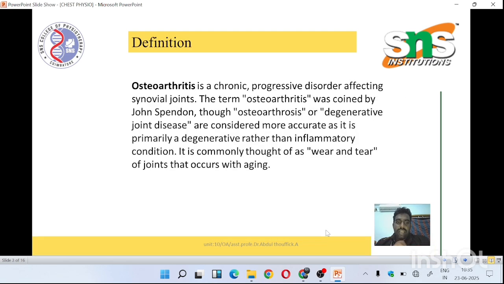What is the definition? The term osteoarthritis was coined by John Spender, but technically, osteoarthritis is more accurate because it is more about wear and tear, not inflammation. Think of OA as the result of years of mechanical stress slowly wearing down the protective cartilage of the joints.